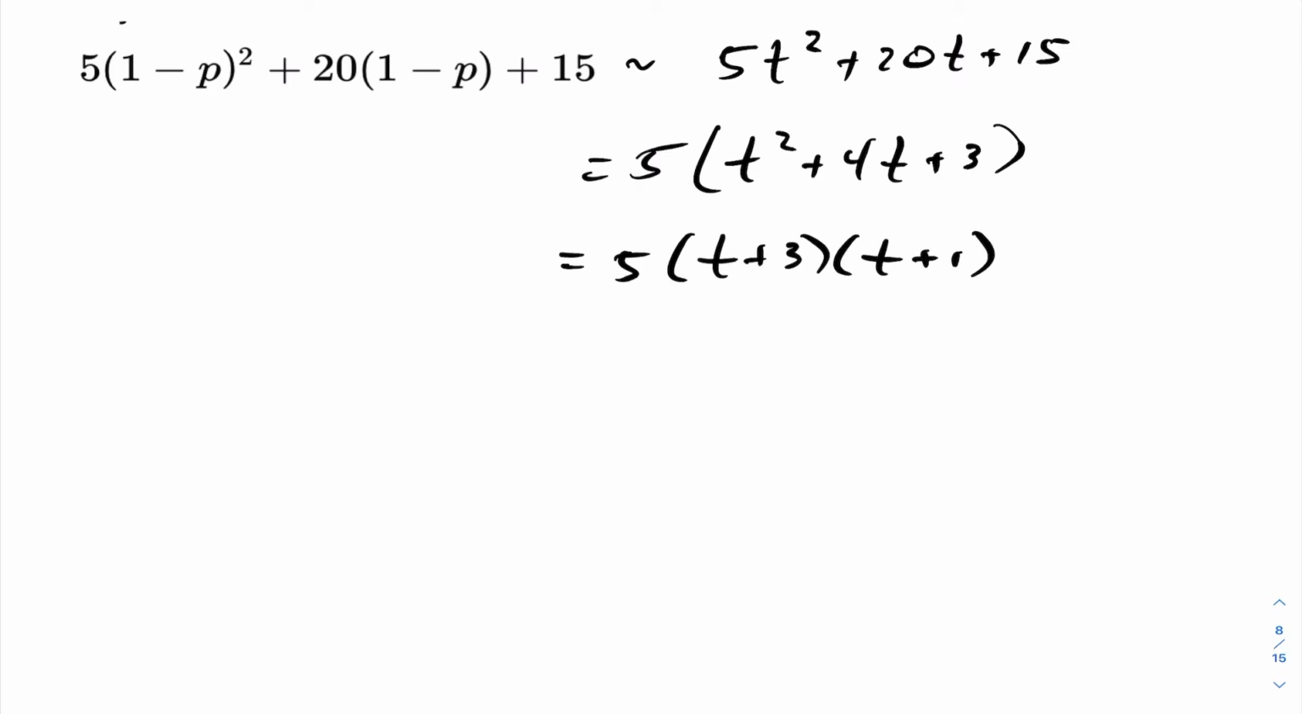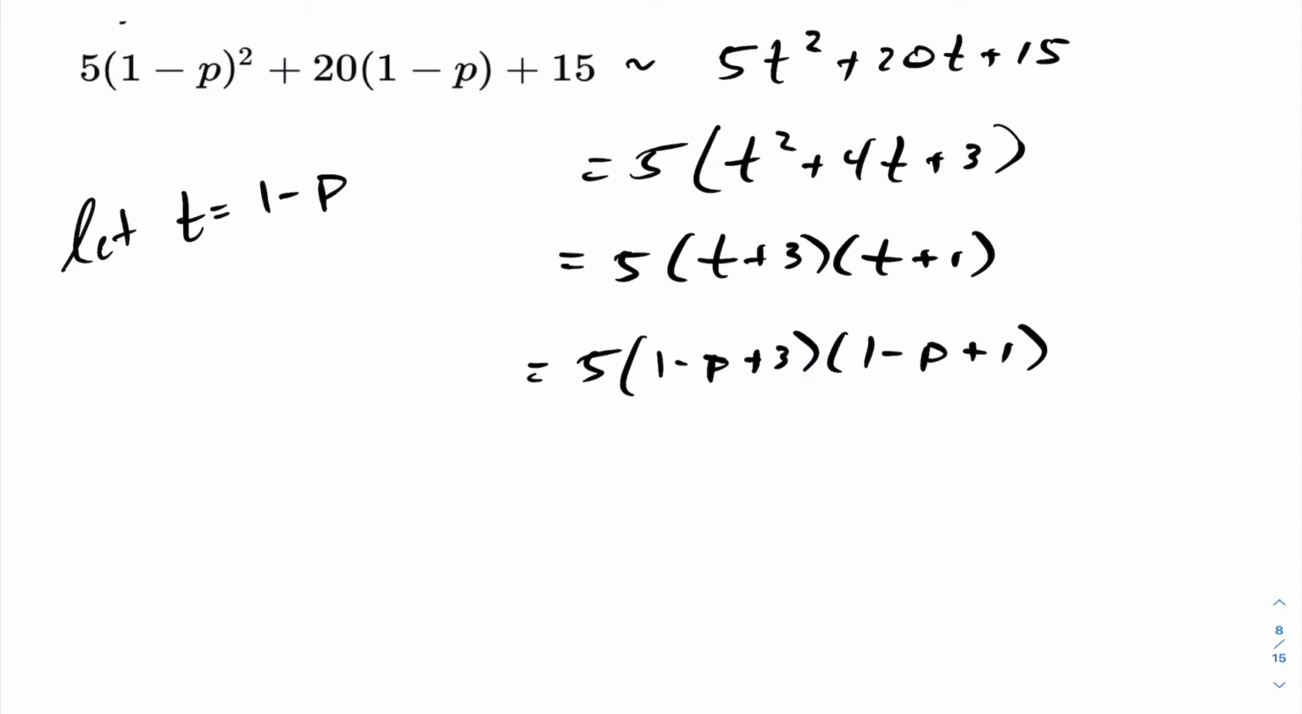Now, what did we let t equal? Well, we let t equal 1 minus p. So I'm going to go ahead and substitute that in here. In doing so, we get 5 times 1 minus p plus 3 times 1 minus p plus 1.